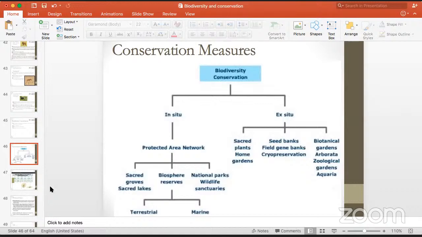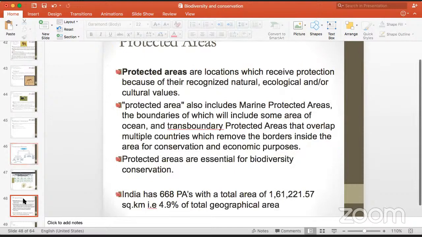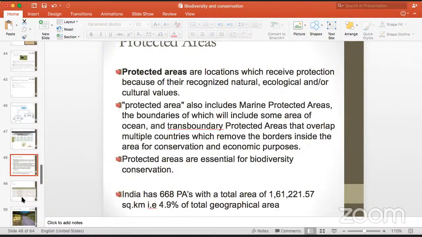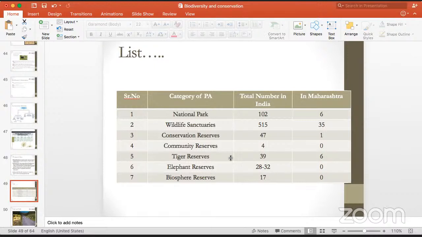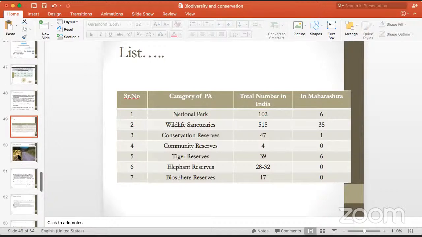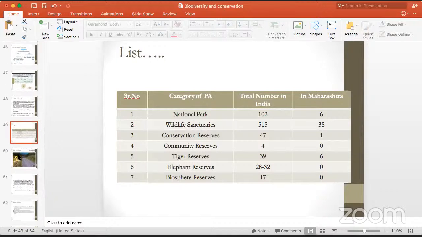Okay, let's see the slide so we will understand it better. Okay, so this is some of the statistics that tells you how many national parks, wildlife sanctuaries, etc. are present in the country. So we have around 100 national parks. We have wildlife sanctuaries in different states. And then you have conservation reserves and community reserves.